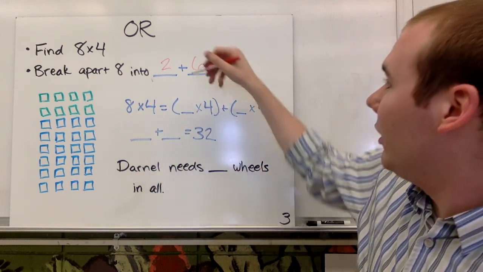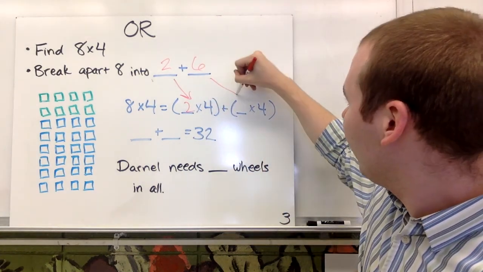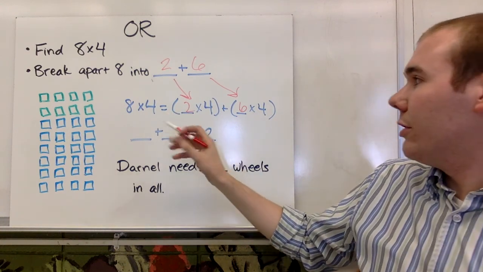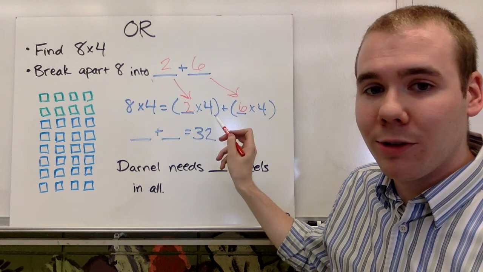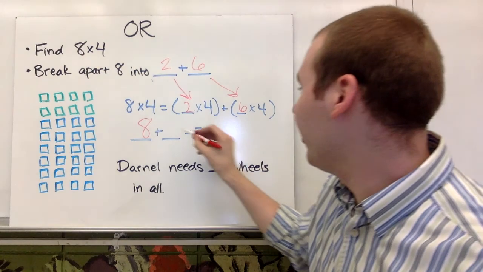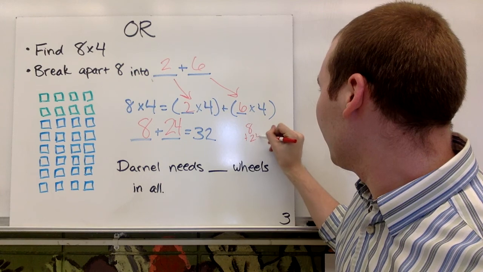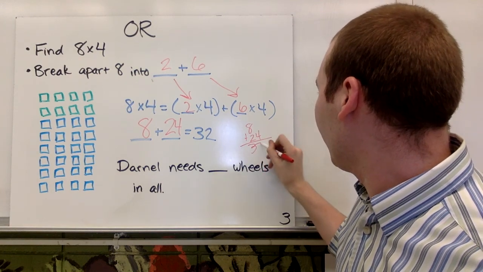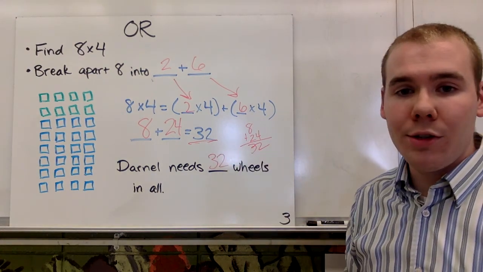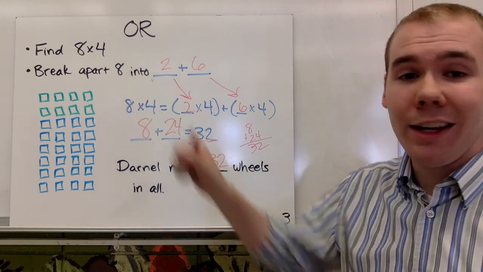So 8 times 4 equals 2 times 4 plus 6 times 4. And as we know, 8 times 4 is already 32, but if we want to break it up into an easier piece, 2 times 4 is 8, and 6 times 4 is 24. When we take 8 plus 24, we're going to get 32. So Darnell needs 32 wheels in all.